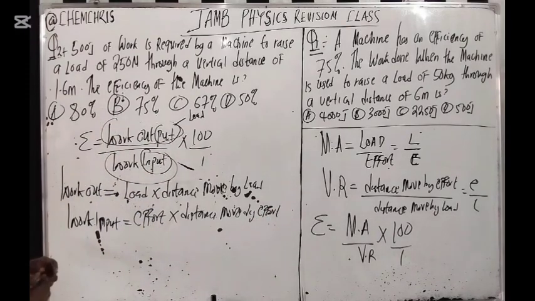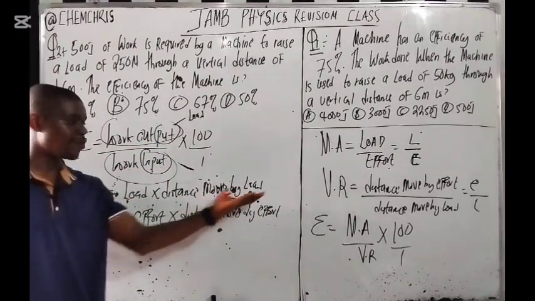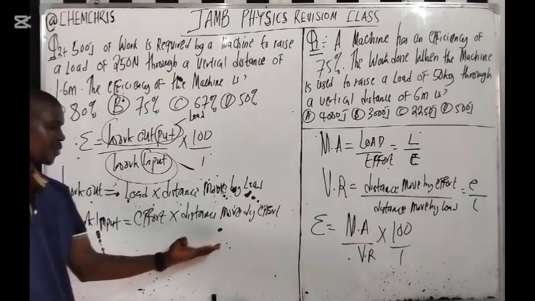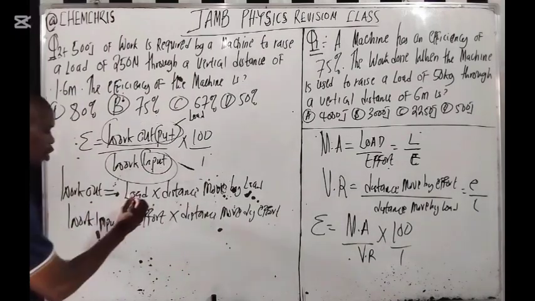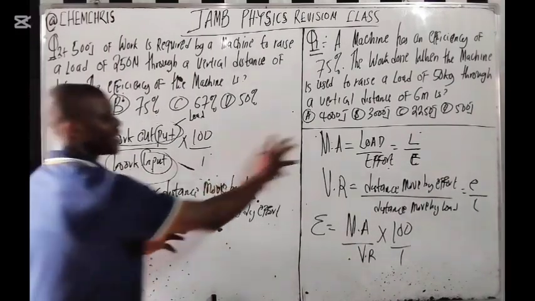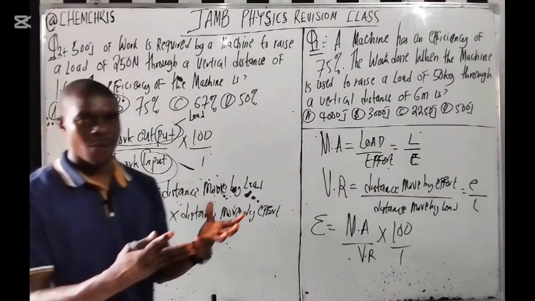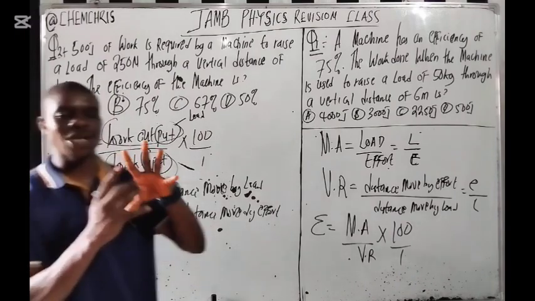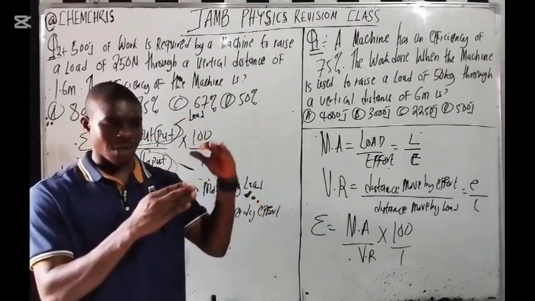Do you understand? So work output is load times distance moved by the load. The work input is effort times distance moved by the effort. Do you understand? So now load must be in Newton, and effort must be in Newton. So these are the various formulas you need to solve problems when it comes to machines. There are also different types of machine which we are going to look at.